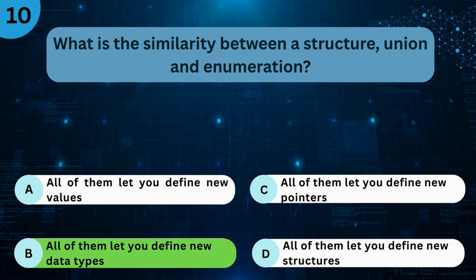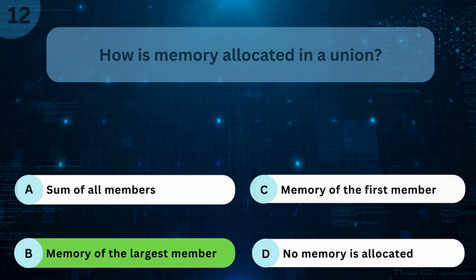How is memory allocated in a union? A. Sum of all members. B. Memory of the largest member. C. Memory of the first member. D. No memory is allocated. The right answer is B. Memory of the largest member.